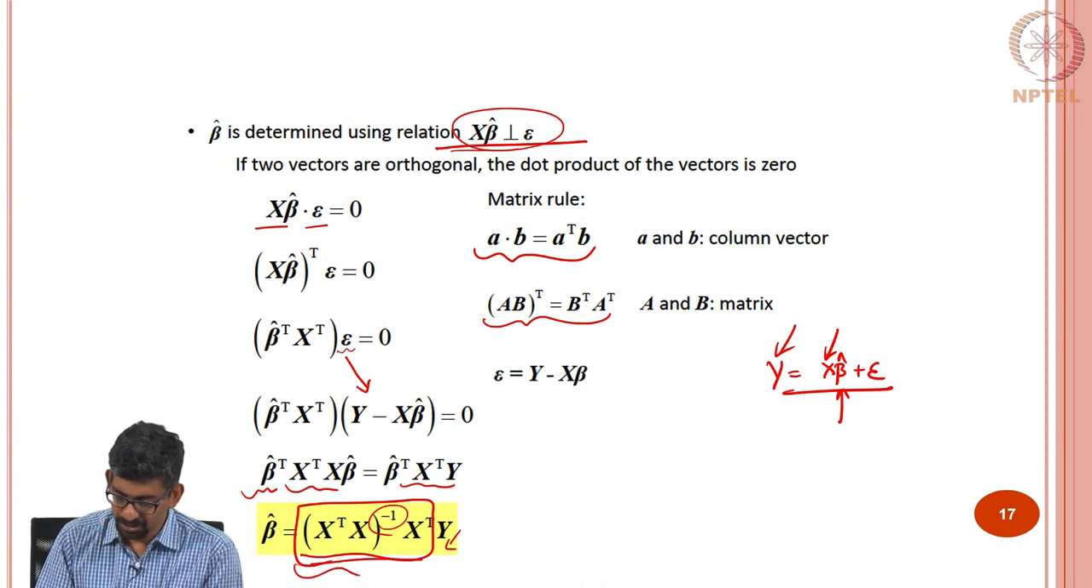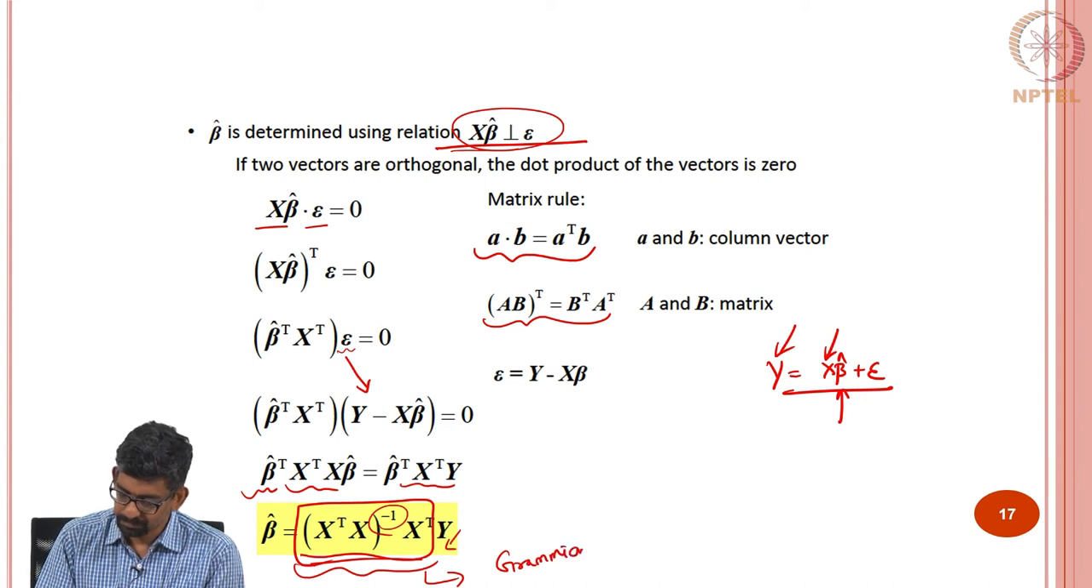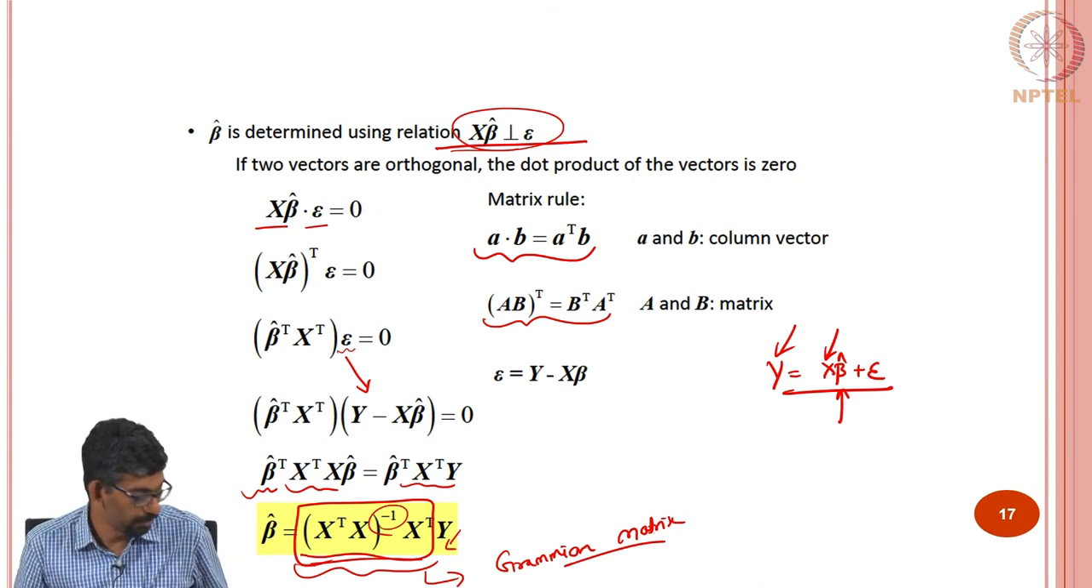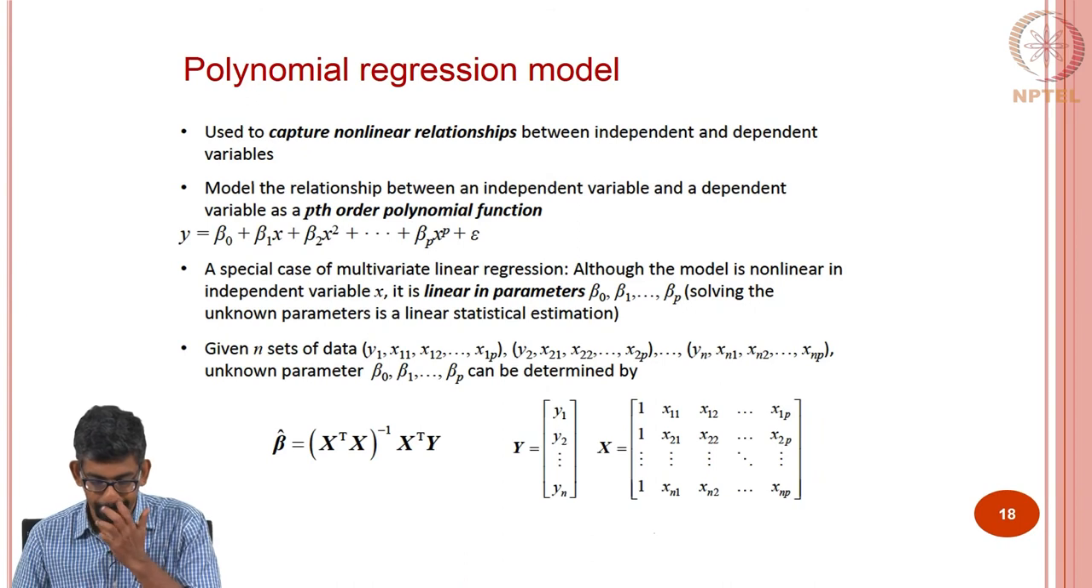So, this is called the Gramian matrix. This is for your information, not a lot of people use the terminology, it is called the Gramian matrix, okay.